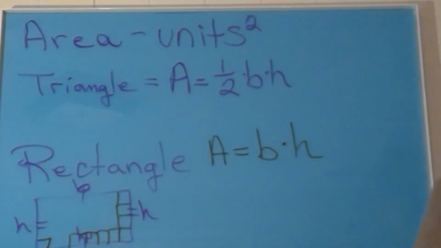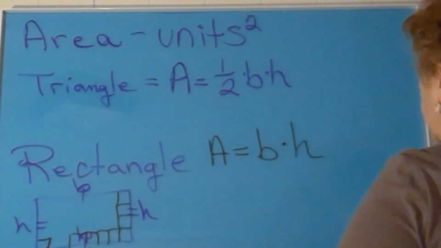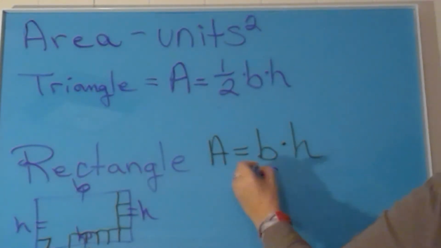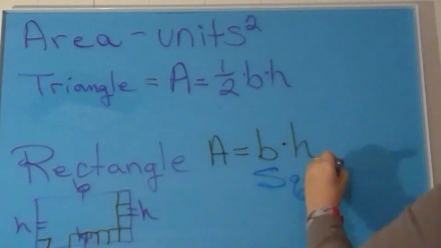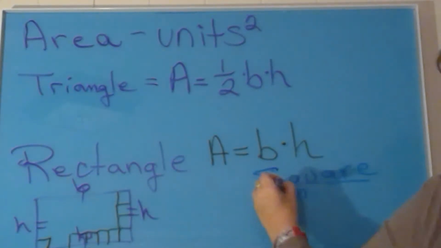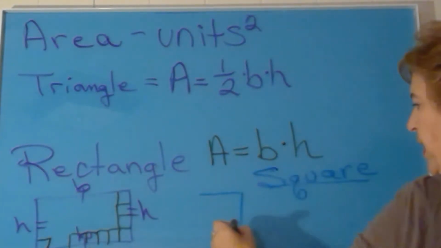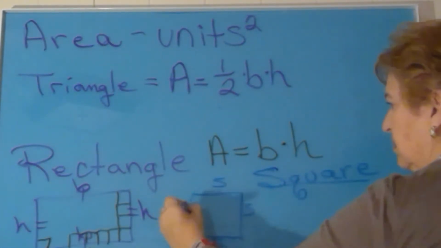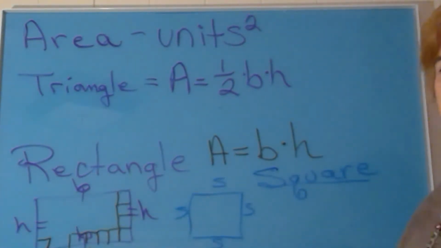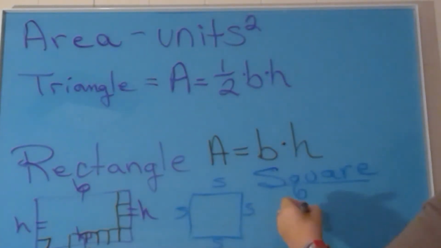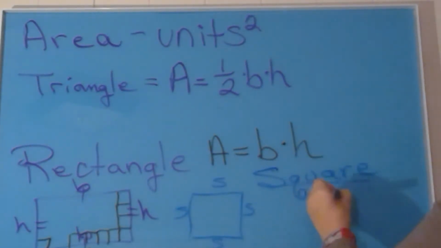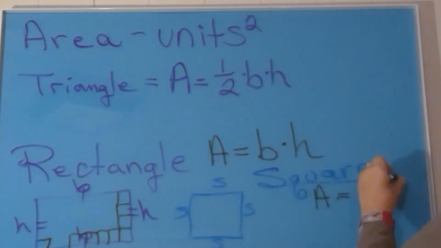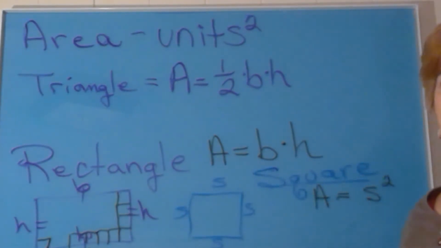The next thing I want to look at is a square. I'm just going to put that here. For a square, remember with a square, all of the sides are S. So if we multiply the base times the height, we end up with the area of a square simply being the side squared.